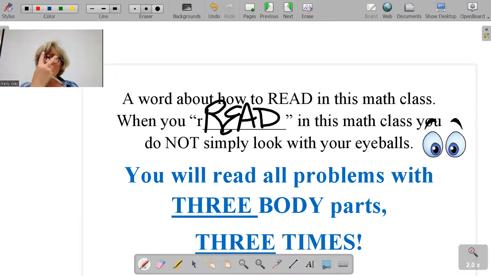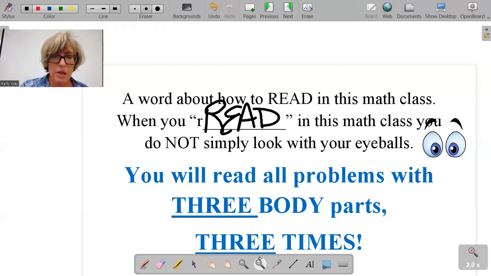In this math class, you're not simply going to look with your eyeballs, but you are going to learn to read with 3 body parts 3 times. Go like this with your fingers. Say this after me: 3 body parts 3 times. Now say it as a promise. I will read with 3 body parts 3 times. Yes. So 3 body parts 3 times.